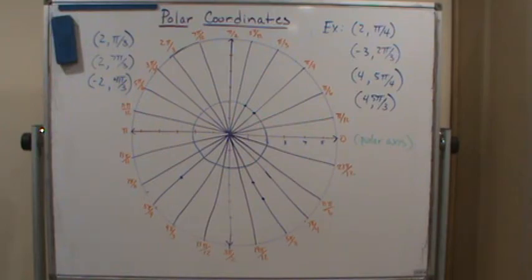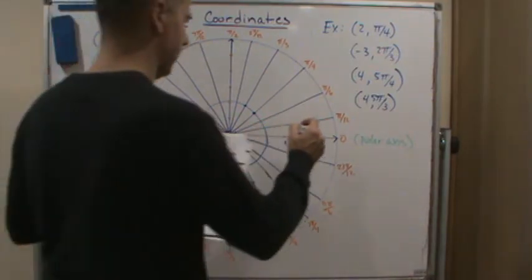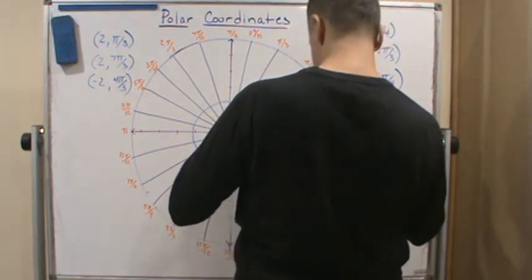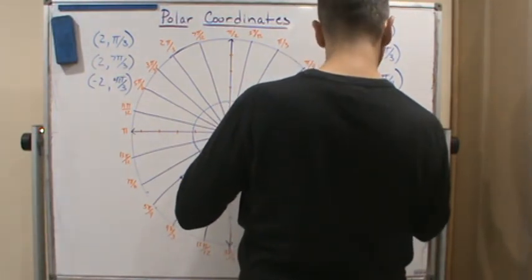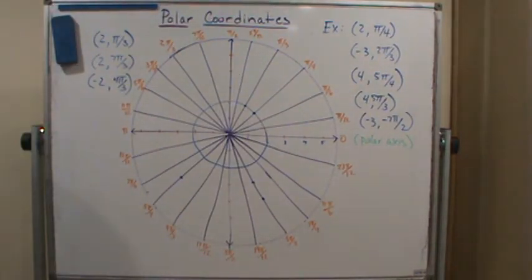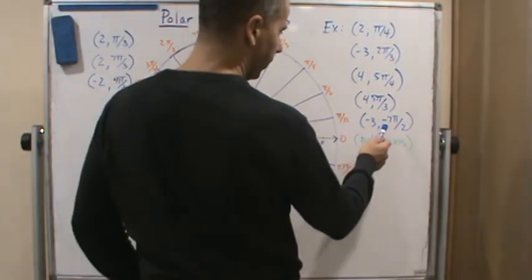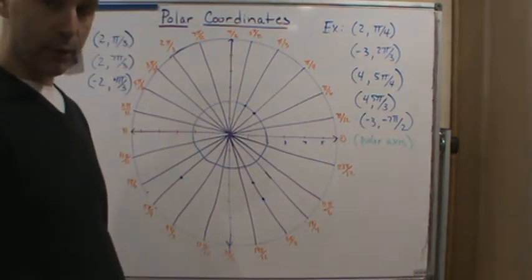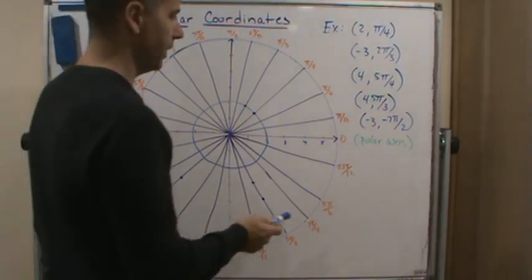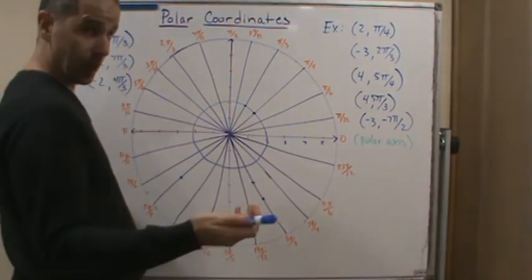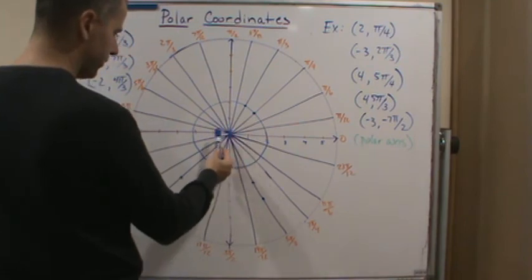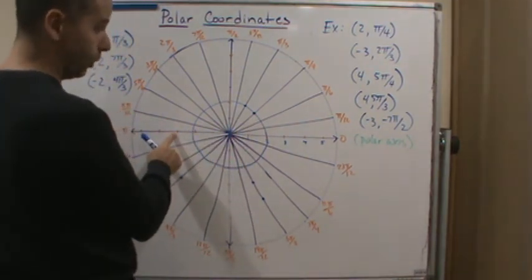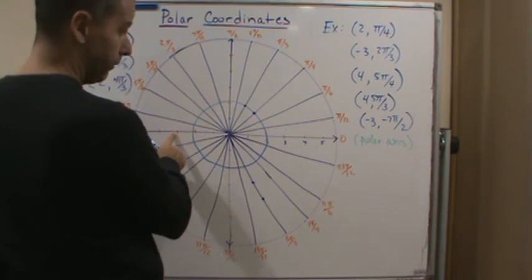And one more. Let's do negative 3. Oh, this is a good one. I like this one. Let's do negative 3 comma negative 7 pi over 2. So now we're going to go in the negative direction. That means we're going to go clockwise. So the negative sign means we're going clockwise. If it's positive, we're going counterclockwise. So again, there's a couple different ways we can do this. We can go negative 3, so 1, 2, 3. And then we can go clockwise 7 pi over 2.